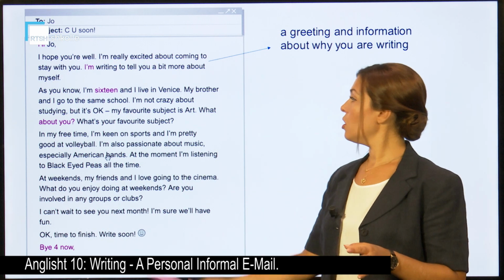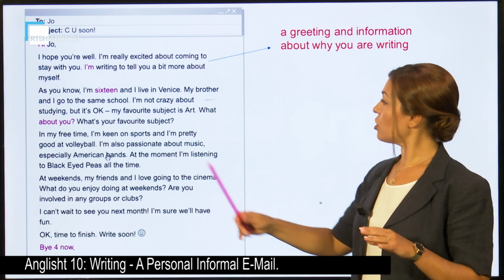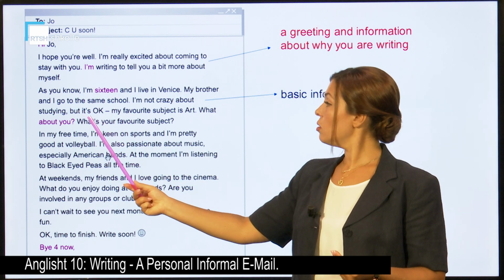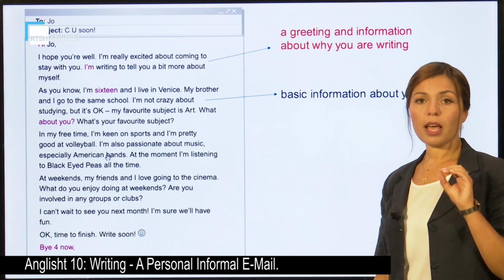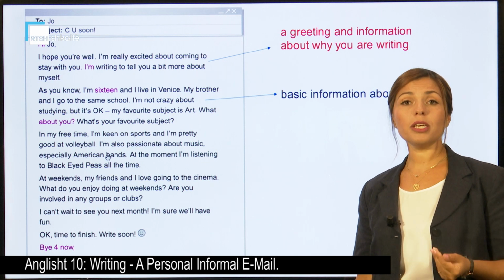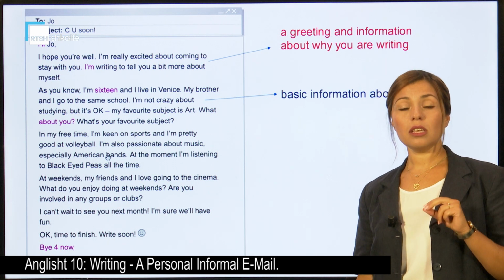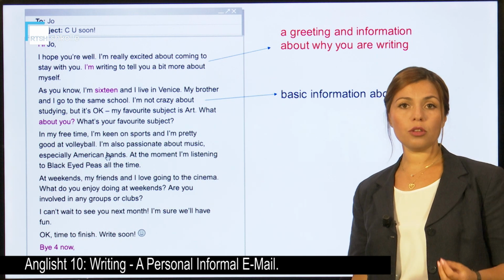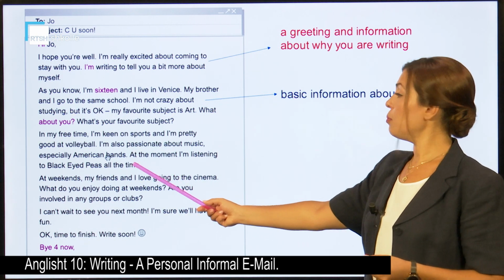As you can see, we have some very basic information. So we give the information about the age, probably which school we go to, maybe what our favorite subject is, what we like, what we don't like at school. But this is very basic, so that the other person reading about us gets to know us. Don't forget that this is an exchange student. So I am going to be with someone else in a different country, so I'm giving some information. Let's continue with the third paragraph.